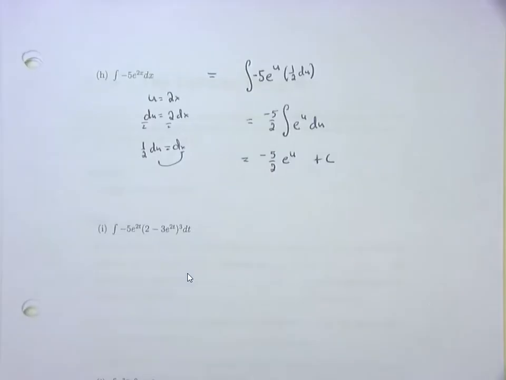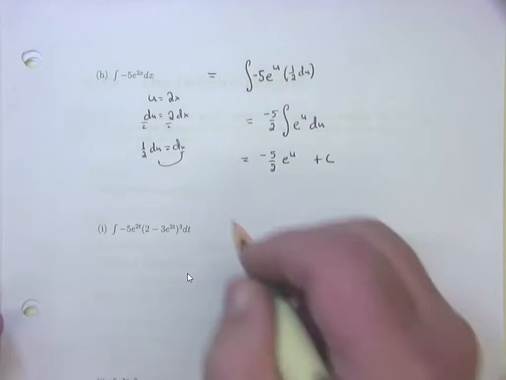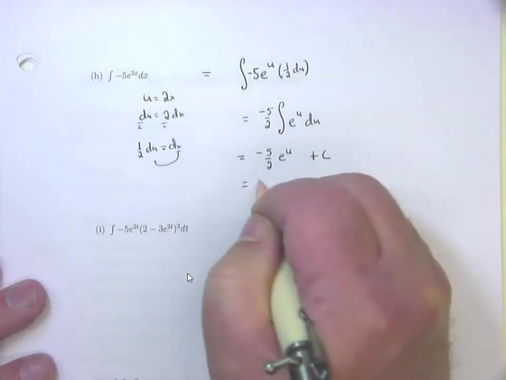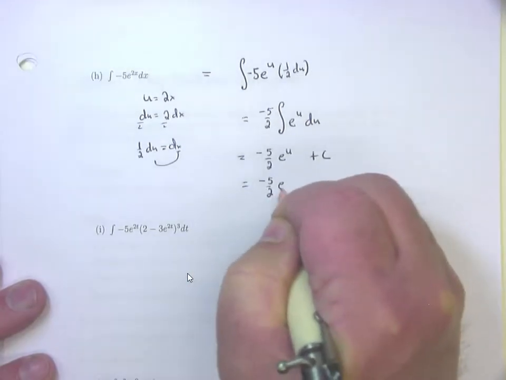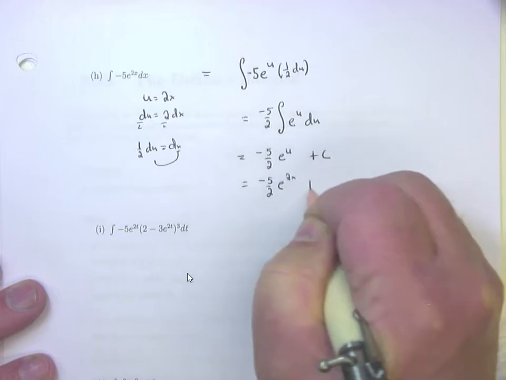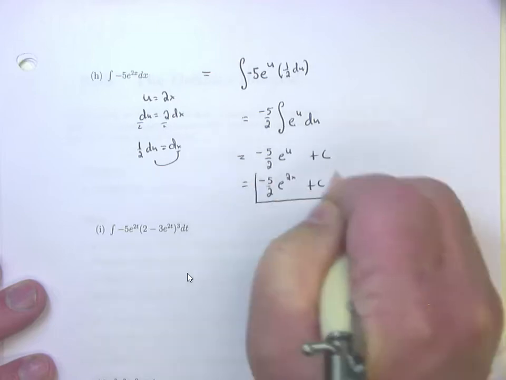And again, I'm doing the same steps over and over and over again. What's the last step with u substitution? Back substitute. The original problem was in terms of x, therefore your answer has to be in terms of x. So this will be equal to negative 5/2 e to the 2x plus c, and there is my solution.